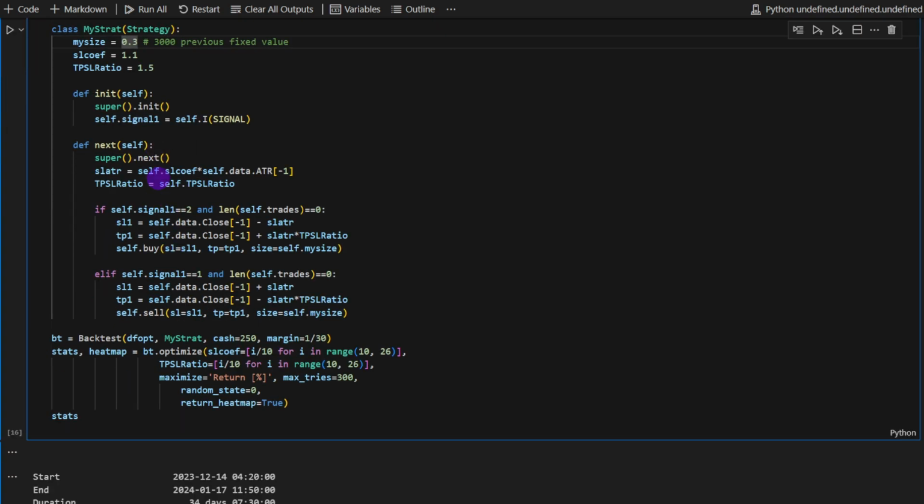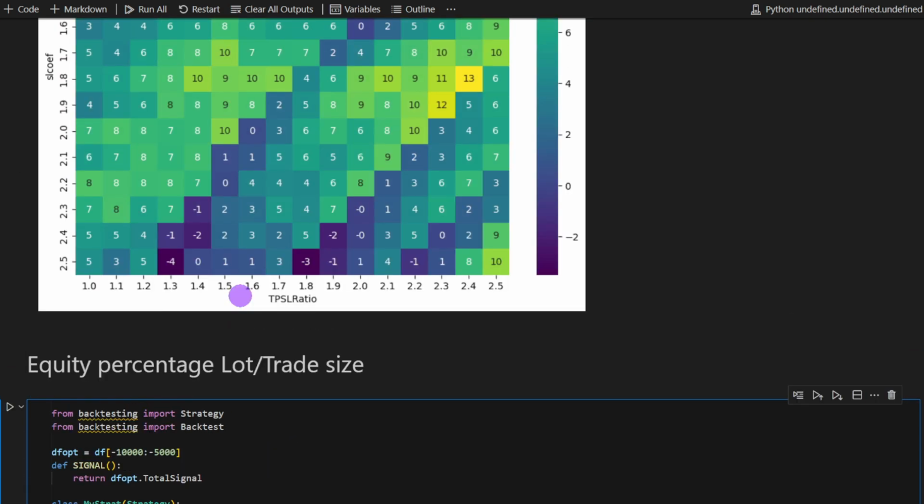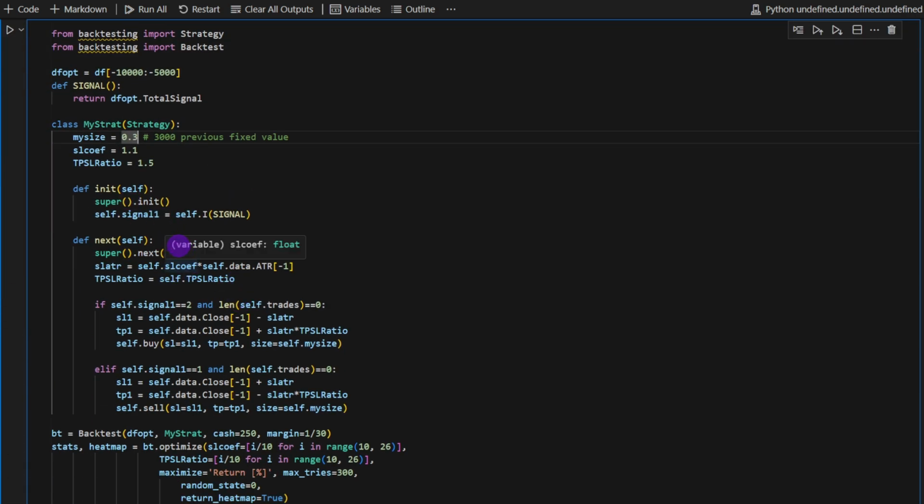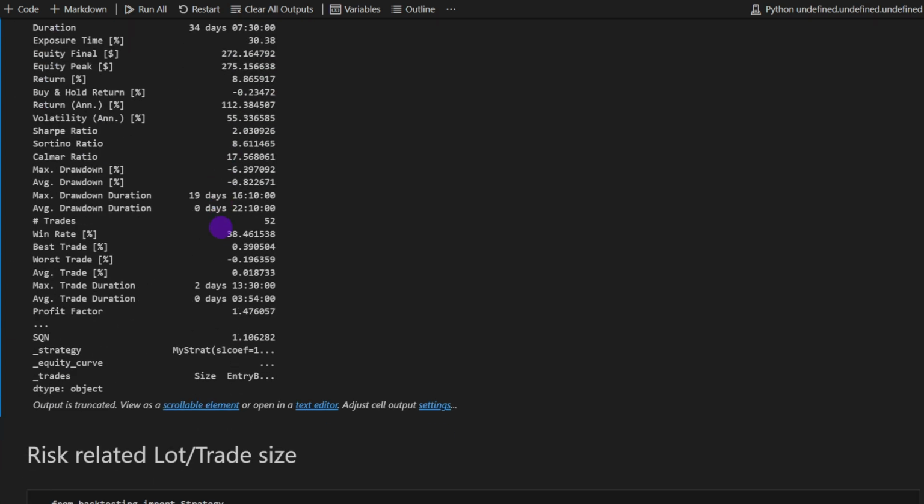Now, I'm not going through the whole set of details here because it's basically a copy paste from the previous one. So it's exactly the same as before. We just changed the size of the trade to a value that's less than 1. Now we can go on.